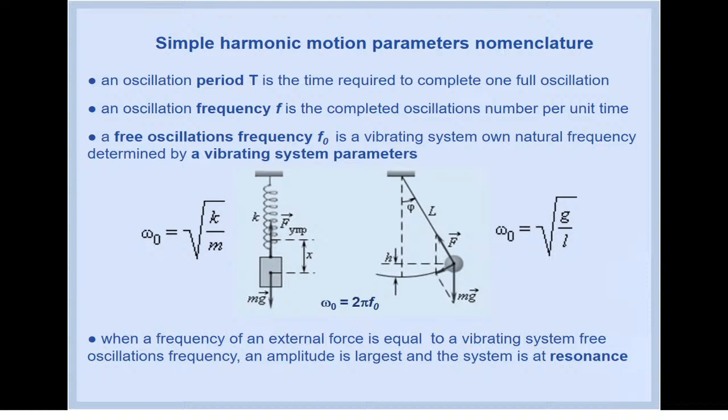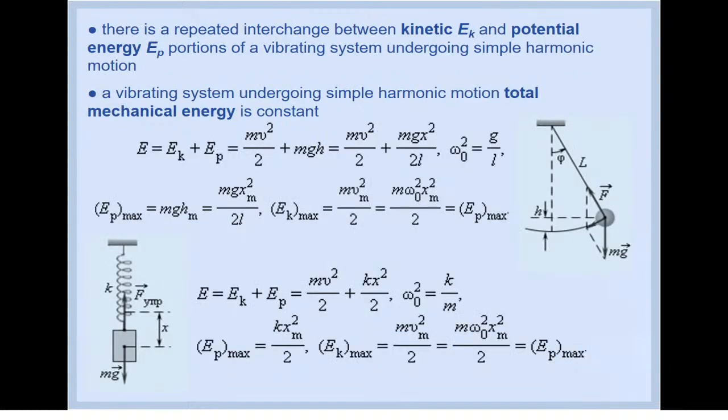So let's go further. And look, there is a repeated interchange between kinetic and potential energy in portions of a vibrating system undergoing simple harmonic motion. In a vibrating system undergoing simple harmonic motion, total mechanical energy is constant when we ignore, understandably, the friction at the point of attachment of the rod, and when we ignore the resistance of the air where the systems are moving.